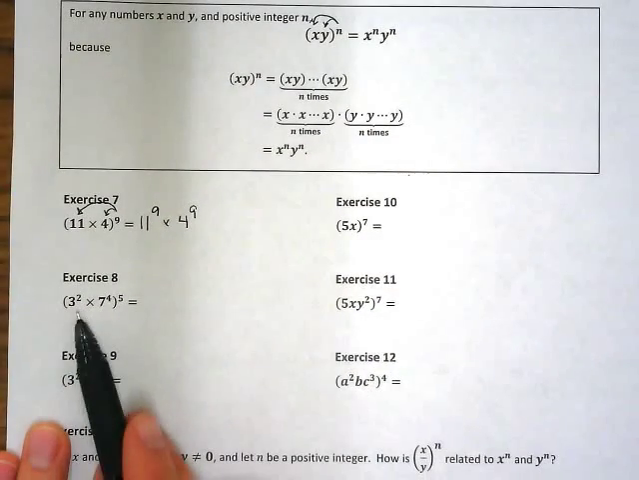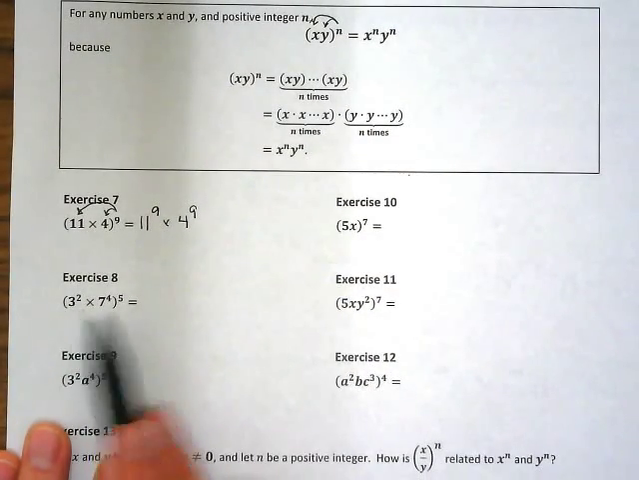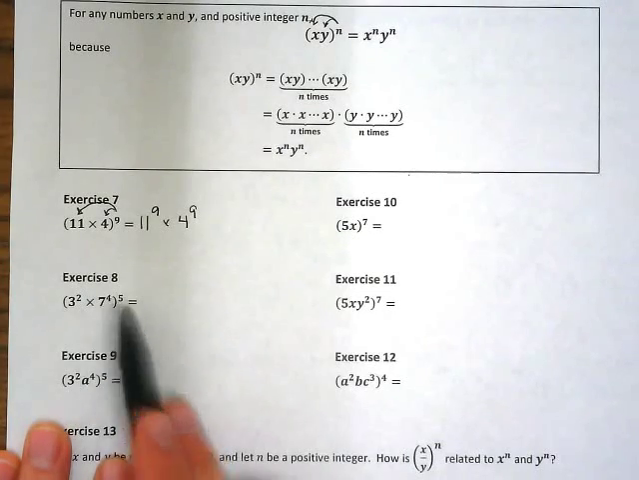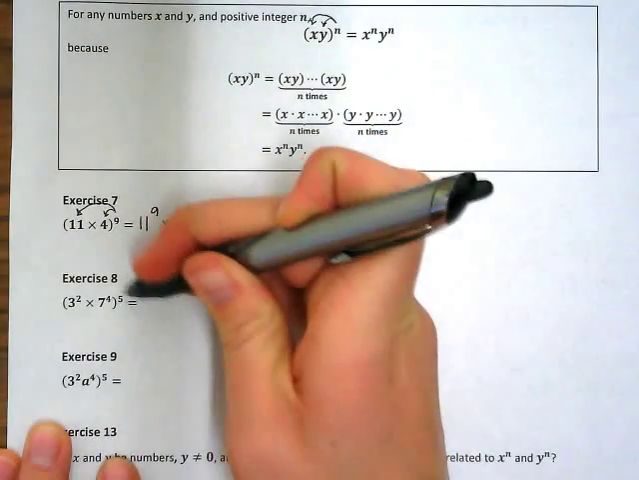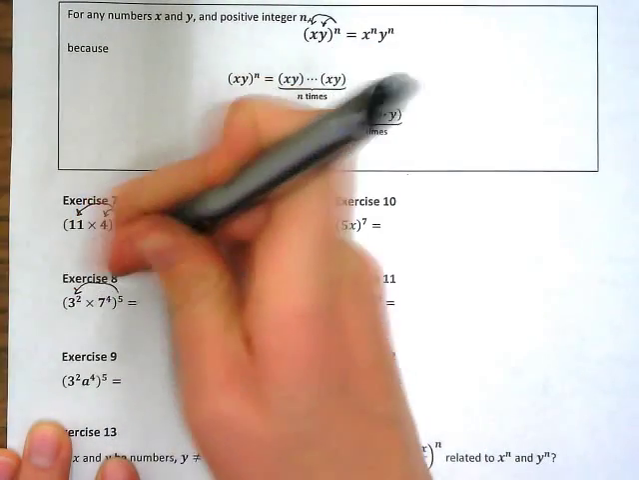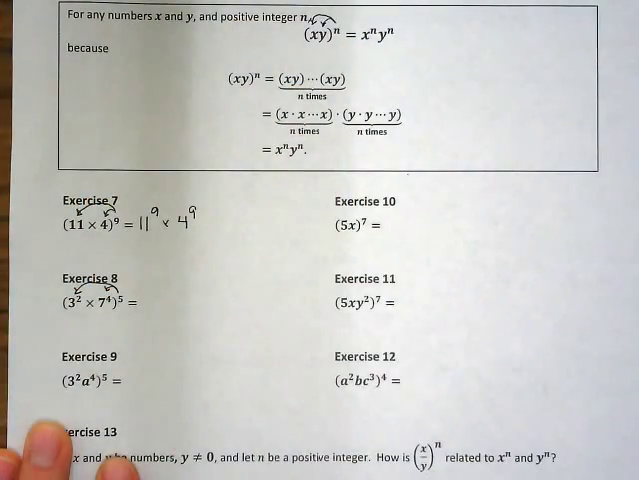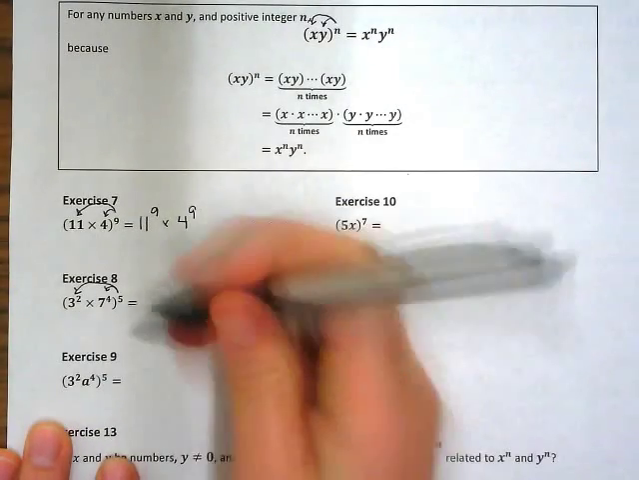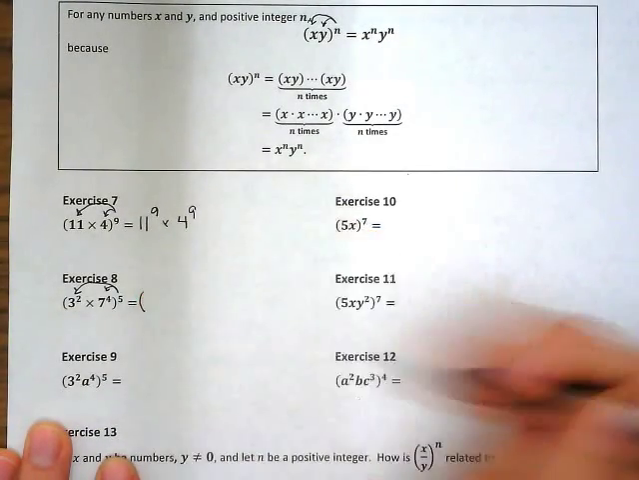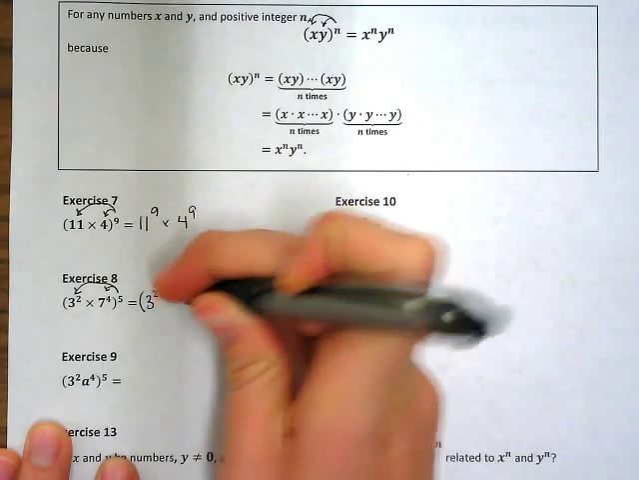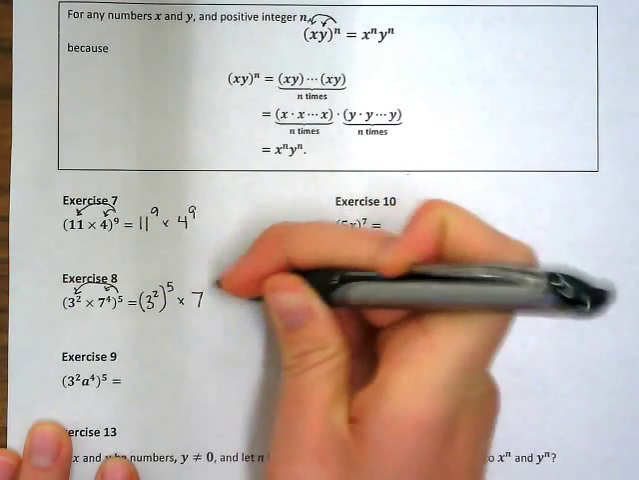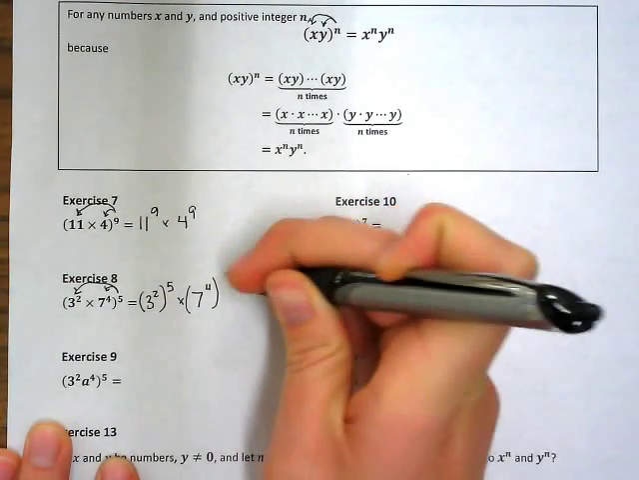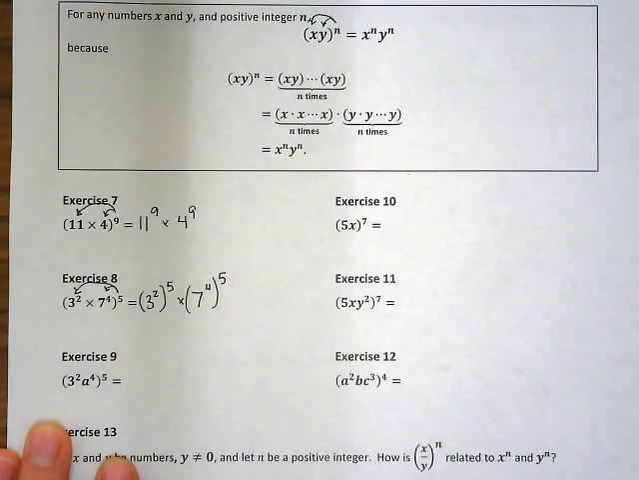All right, let's go ahead and take a look at this one. We've got 3 squared times 7 to the 4th, and that product raised to the 5th power. Just like we did before, I'm going to apply this exponent to both things inside of my parentheses. But since these already have exponents, I'm going to draw a parentheses around it. So it says 3 squared to the 5th power times 7 to the 4th to the 5th power.